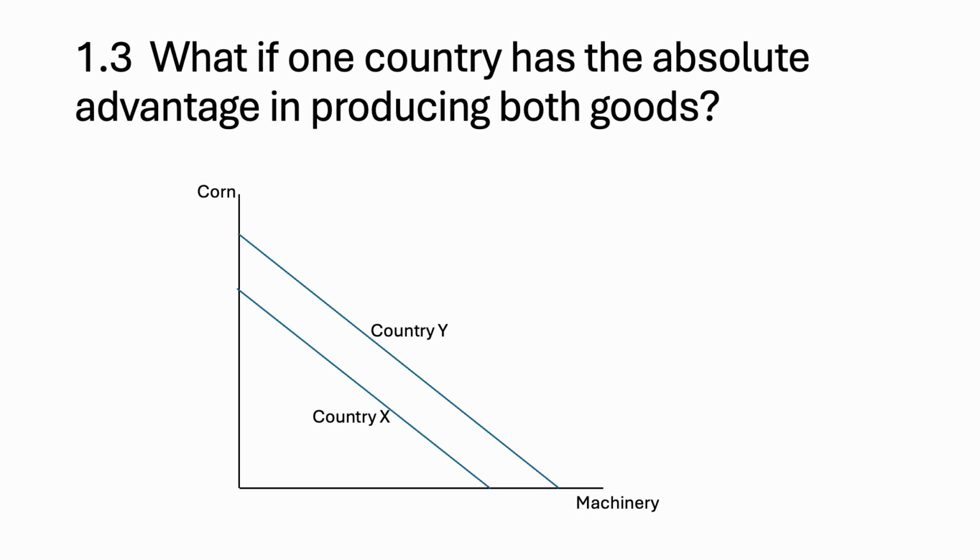This PPC shows two countries, country X and country Y. Country X and country Y can produce corn, or they can produce machinery, or they can produce a combination of corn and machinery. Now, looking at this PPC, you can see that country Y has the absolute advantage in both corn and machinery. So, should they trade? Should they specialize in producing a good just because country Y has the absolute advantage in both? Will they gain from trade?